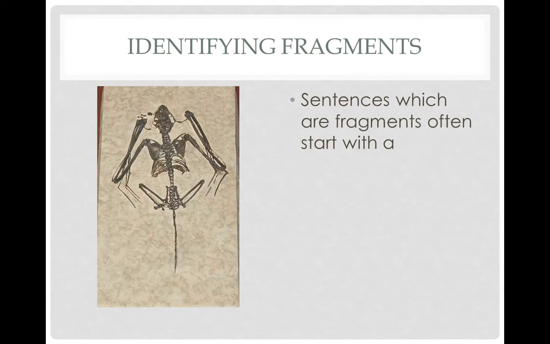Identifying fragments is usually the hard part. Correcting isn't too bad if you know a sentence is a fragment. But spotting it to begin with, that's the part of this process that's probably going to take you the longest to develop. We're going to look at four ways that you can spot a fragment. Four different things that might happen at the start of a sentence that could indicate a problem.